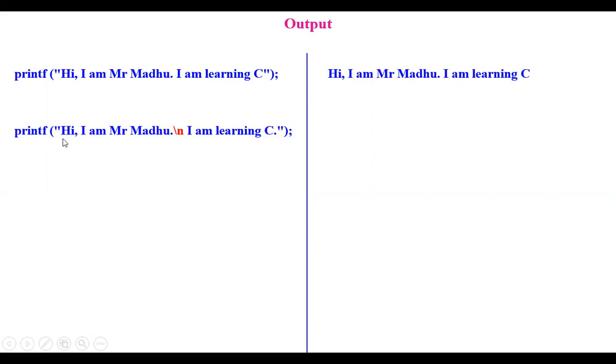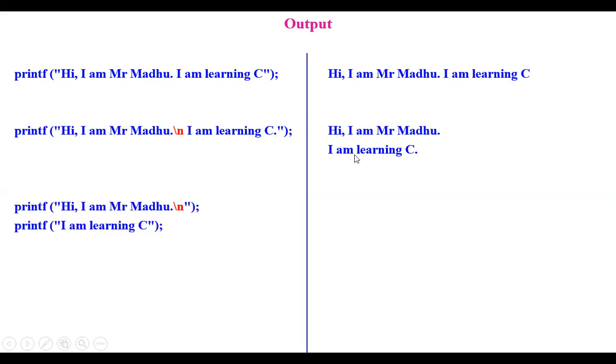Suppose I have written the same statement, and in between I have introduced a new line character, that is \n. Now let us see how the output will be. If you write the statement like this, our statement comes in 2 lines, not a single line, because after this Madhu, I have introduced a new line. That means whatever is remaining should come after this new line, so it has come in the second line.